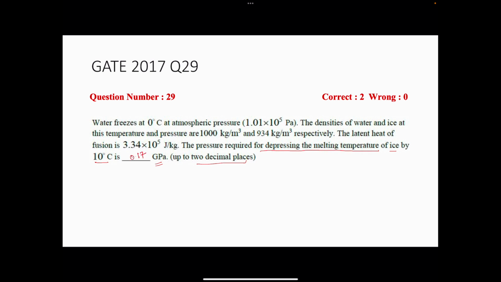So this is the phase transition question, which involves the Clausius-Clapeyron equation, and we have to give the correct sign also in order to solve this particular question.